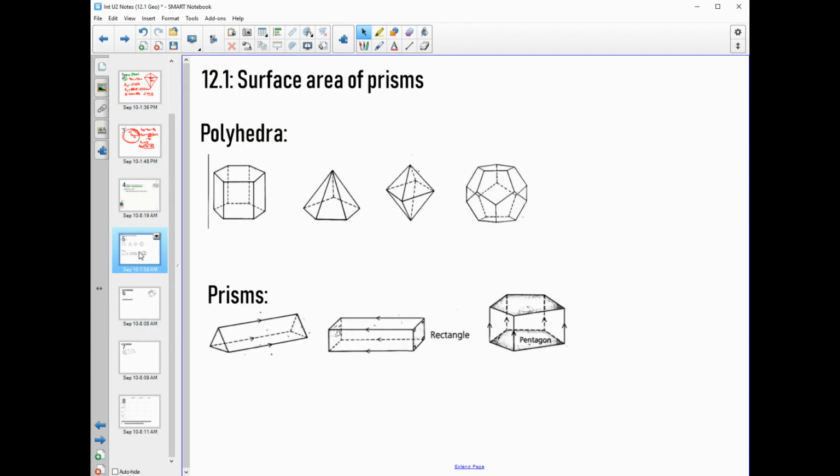So the first thing we need to know is what's a polyhedra and what is a prism. A polyhedra is any solid or three-dimensional shape with flat faces. So it can't have any rounded edges, as you can see. Spheres don't count as polyhedra. Cylinders and cones do not count as polyhedra. We'll talk about those later.